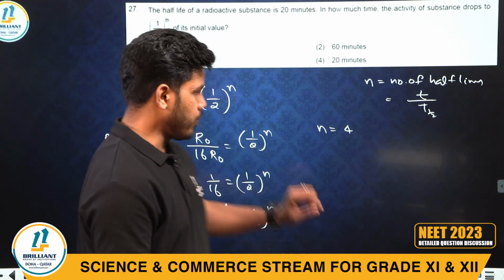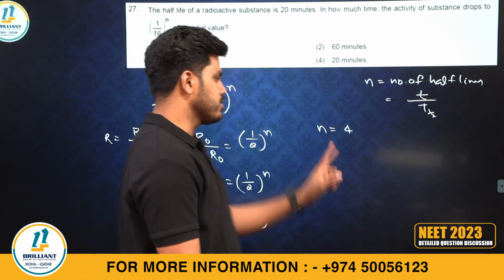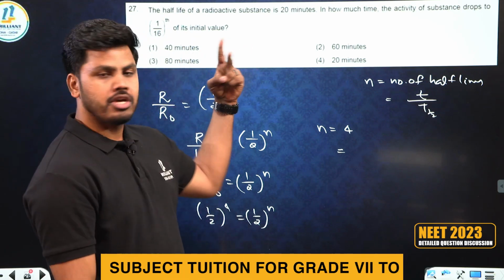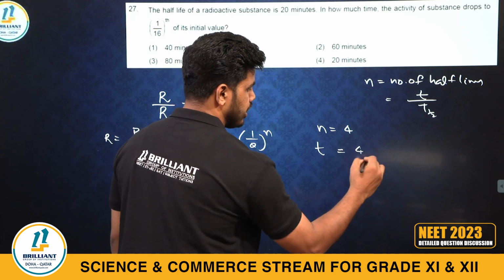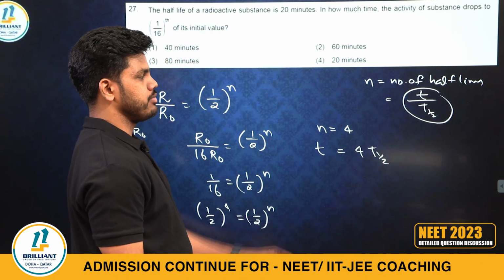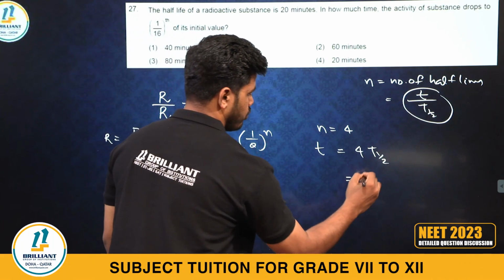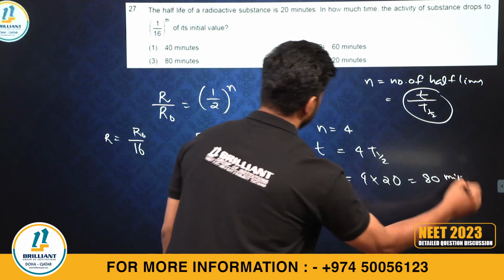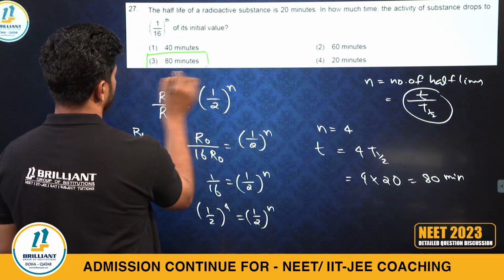The number of half-lives required for reducing the activity to 1/16th of its initial value is 4 half-lives. You are given half-life as 20 minutes. So what will be the time required? Time required is equal to 4 into t half, from this equation we can find the number of half-lives is t by t half. So t is equal to 4 times t half, which is 4 into 20, and that is 80 minutes. Yes, which is option 3. Question number 27, option 3 is the answer.